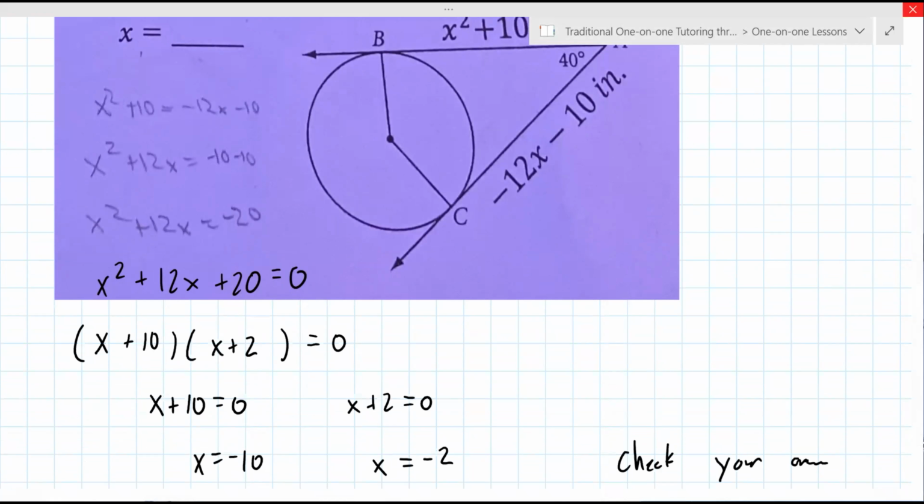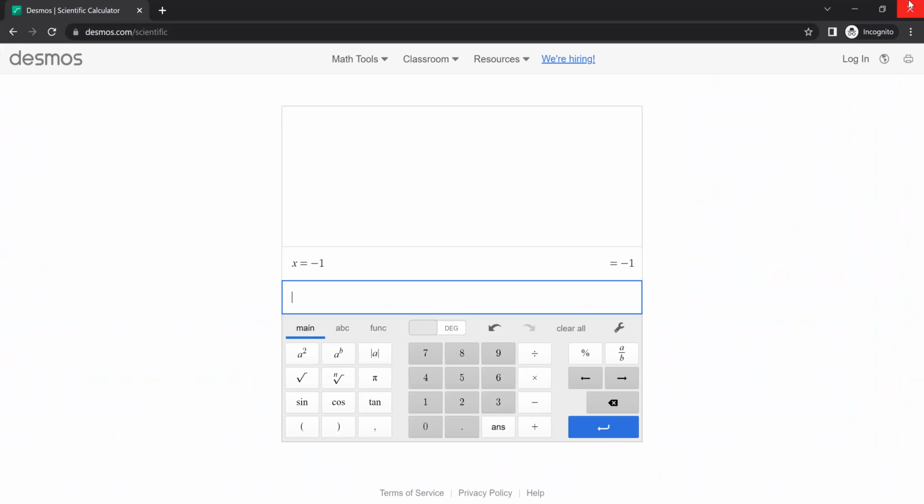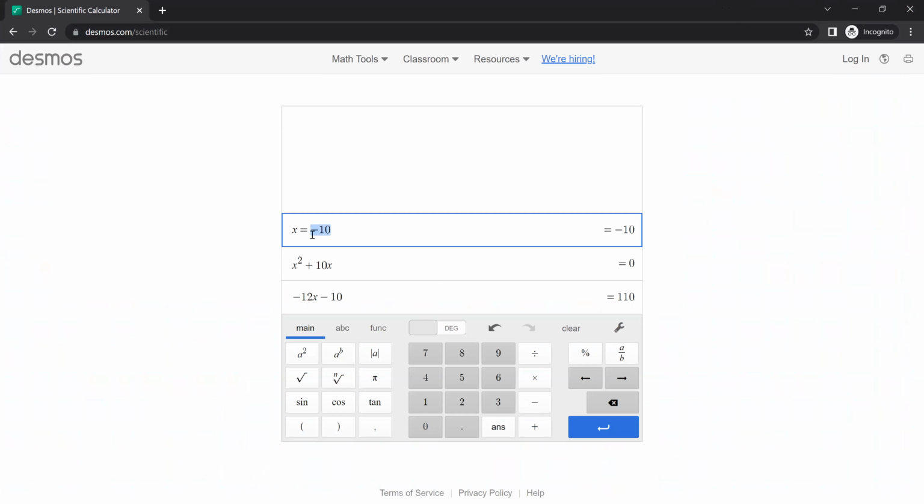I'm going to go to the Desmos scientific calculator to do this. So let's say that X is minus 10. The first one was X squared plus 10X. And see how you get 0 for that? And then the other one was minus 12X minus 10. And you see I get 110. Those are not the same. So that is not a solution. But if you try -2, what is going on?